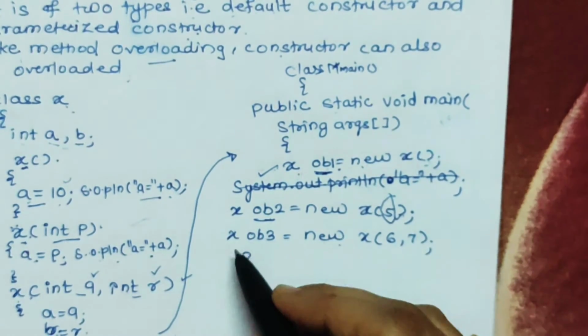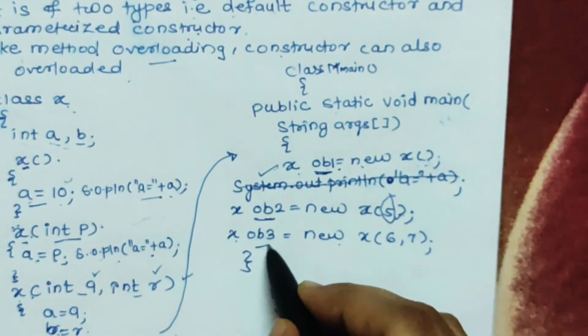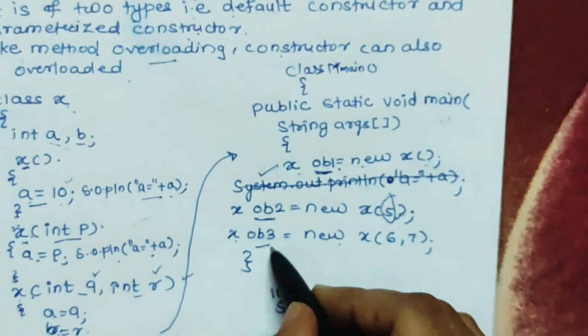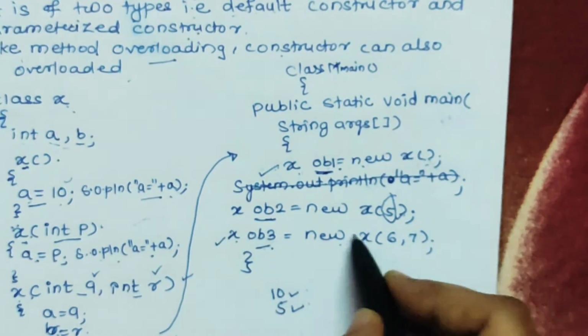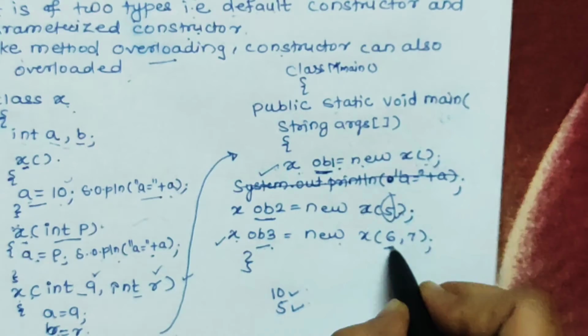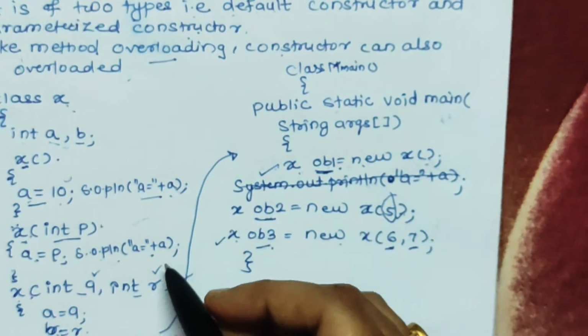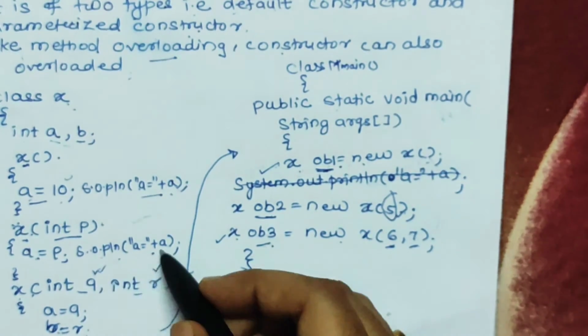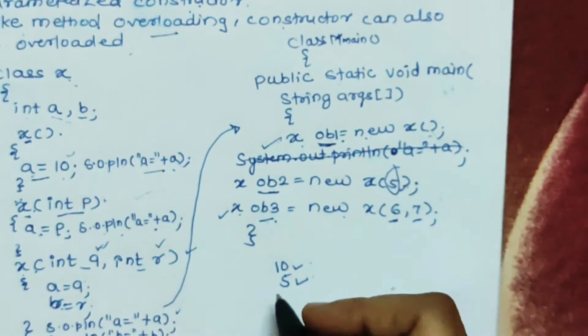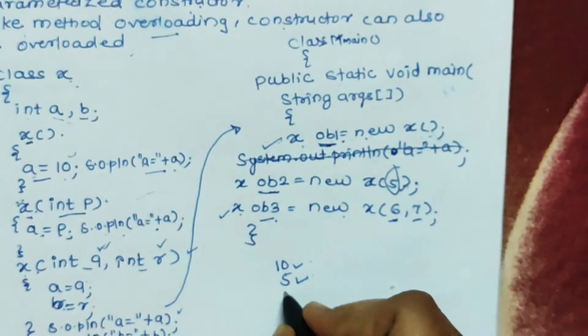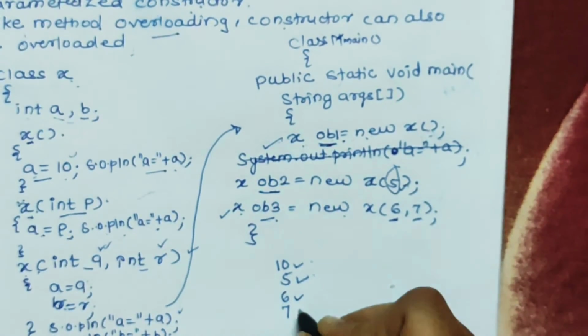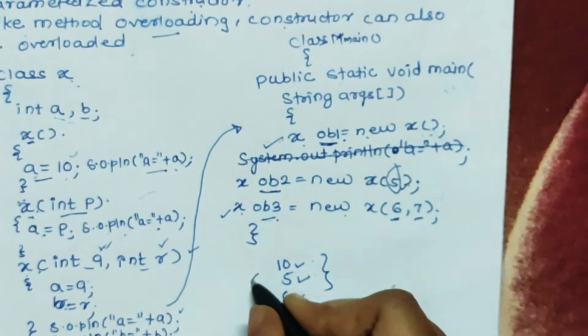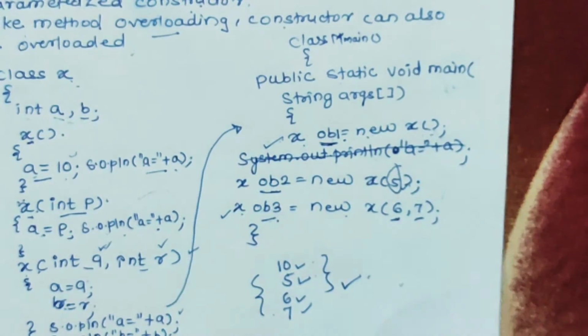And third, we have created another object ob3 of class X, and whenever this object is created, the constructor with two parameters will be called, which receives values 6 and 7 in Q and R, and those values will be assigned to A and B. So you can see the output will be 6 and 7. So this is how the parameterized constructor works, and this is also an overloaded constructor.